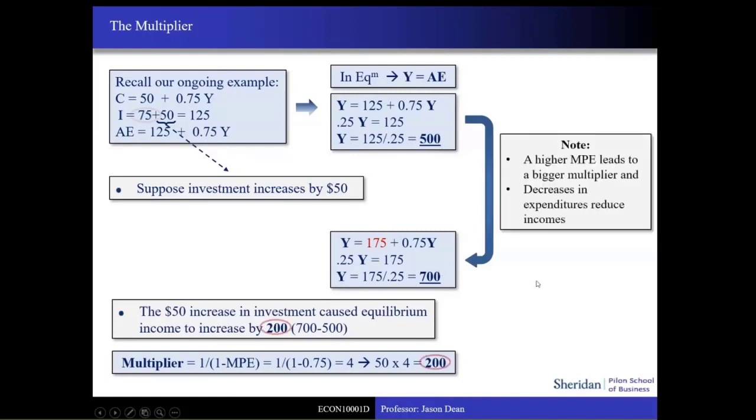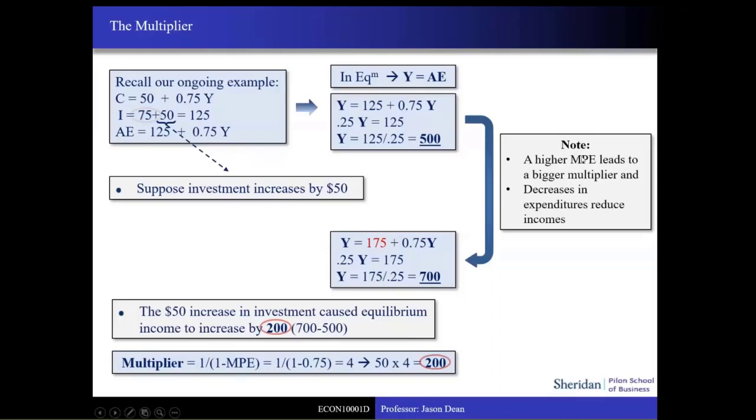So clearly, the higher the marginal propensity to expend, the larger the multiplier will be. So if the marginal propensity to expend was 0.9 instead of 0.75, then we would have 1 divided by 1 minus 0.9, which equals 0.1. 0.1 goes into 1 10 times. So the multiplier would be 10. And so if that's the case, then the increase would be much larger. We would have 50 times 10, which would be 500, and this would end up increasing to 1,000.